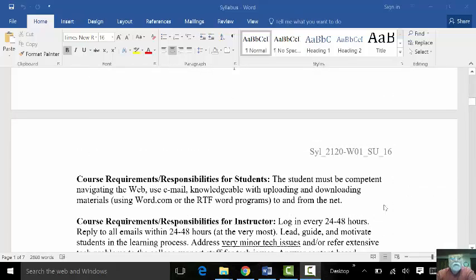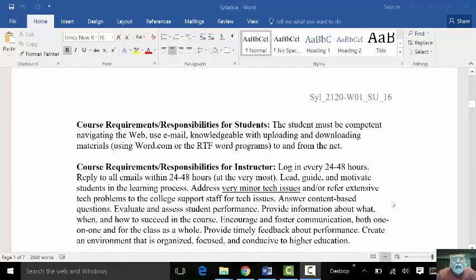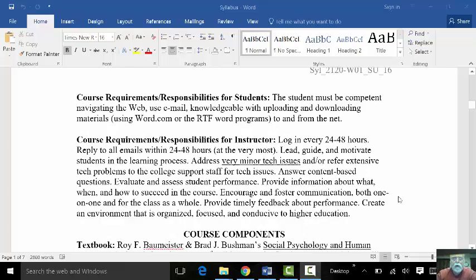You are responsible for navigating on the web, using our email system within our course, and knowing how to upload and download materials. My basic responsibilities are that I need to be a cheerleader for you, make sure you understand the material, and give prompt, timely replies, 24 to 48 hours at the max, to all your emails to me.